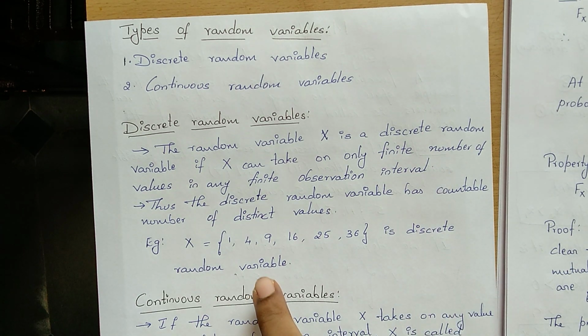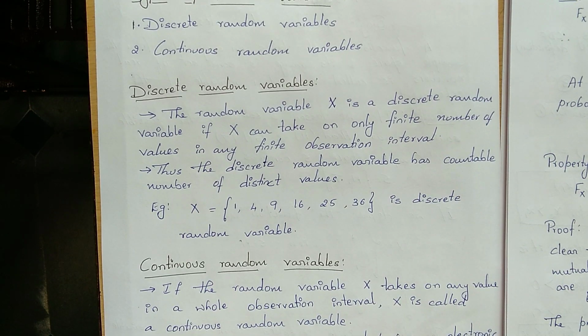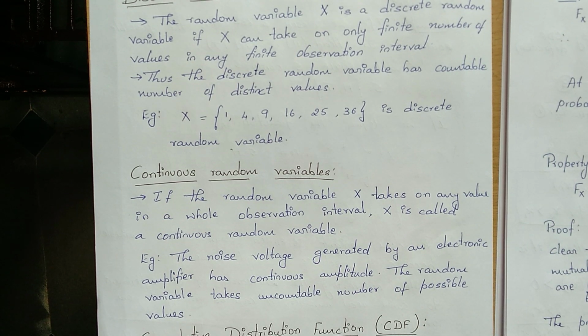So here one example is considered. The discrete random variable takes countable distinct numbers. Here x indicates the squaring of a number, that is 1 square, 2 square, 3 square, 4 square and so on, up to 6 squares they have taken. A continuous random variable is a variable which gives a continuous value throughout the observation interval.